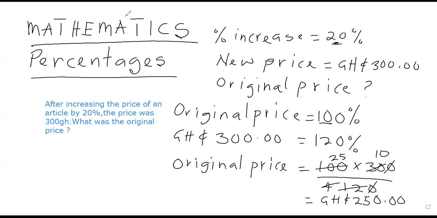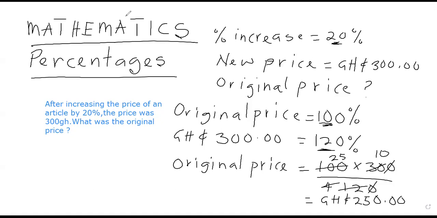Okay, so since it is percentage increase and we want the original price, we add the percentage increase to 100%. So the original price is equal to 100%, and then the new price should be equal to 100% plus the percentage increase. So that is 20% plus 100%, okay? That will give you 120%.